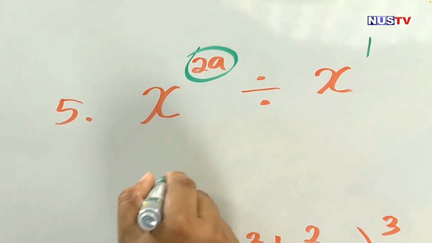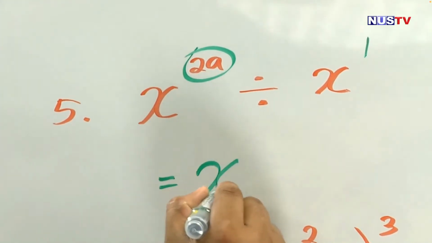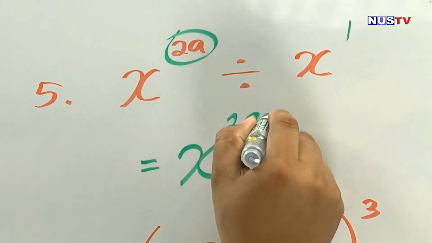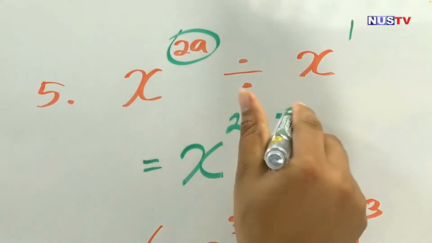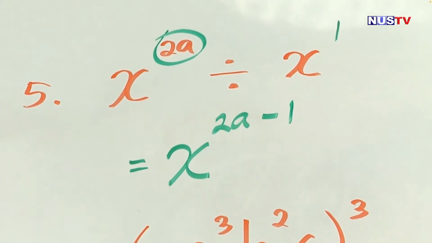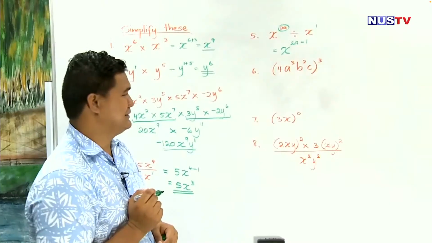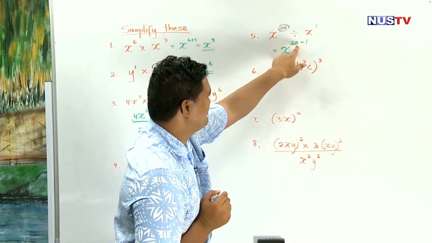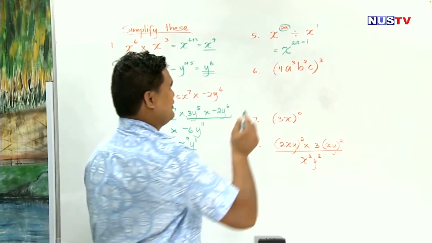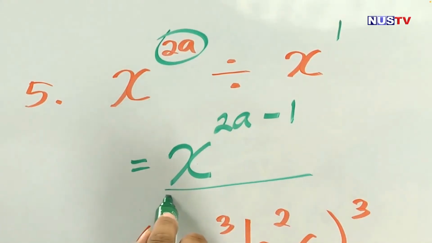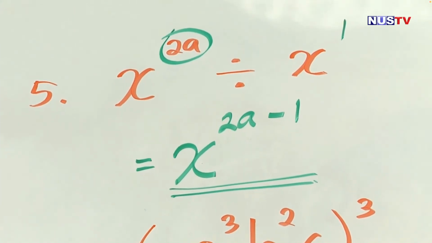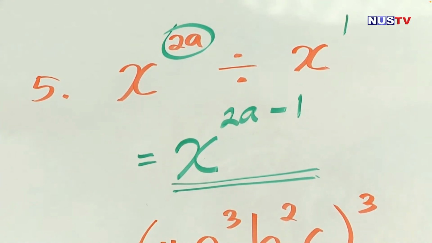So in this case, we have base x to the power of 2a and then minus the power of 1. So it looks like we have x to the power of 2a minus 1. Because we can't simplify 2a minus 1 further, our answer for number 5 will be x to the power of 2a minus 1, according to our law of indices.